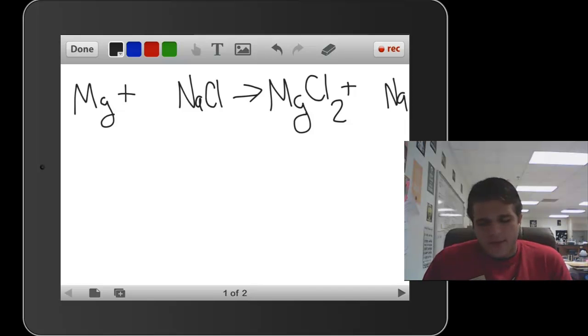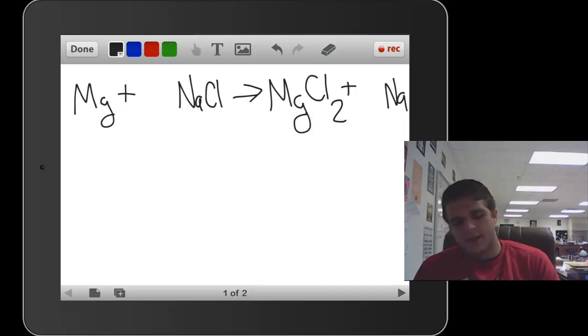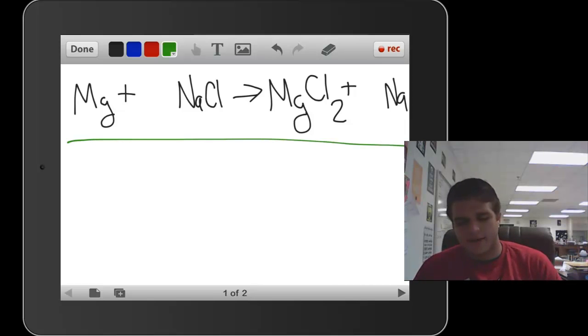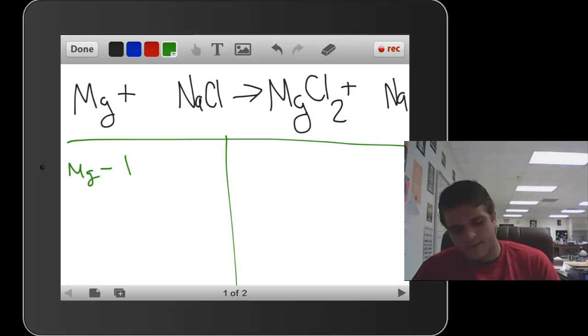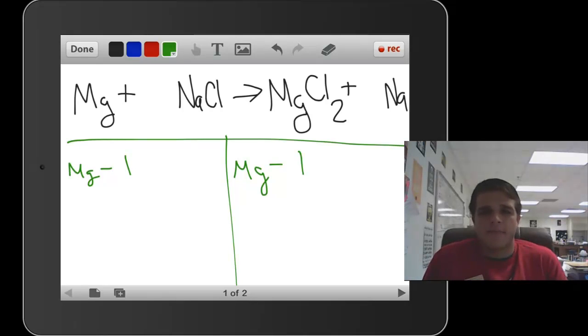Now, how can we balance this? We need to take a look at what's called balancing equations so that they follow the law of conservation of mass. So, let's take a look at each element and make sure that they balance out on both sides of the chemical equation, on either side of the arrow. On the left side, we have 1 unit of Mg. On the right side, we also have 1 unit of Mg. So magnesium's looking pretty good right now.